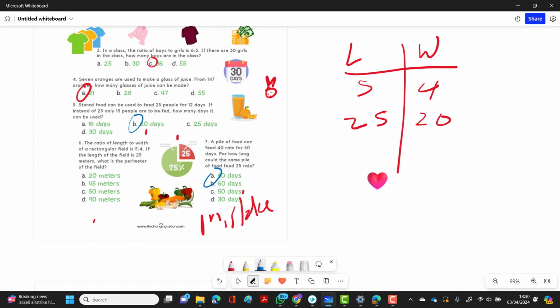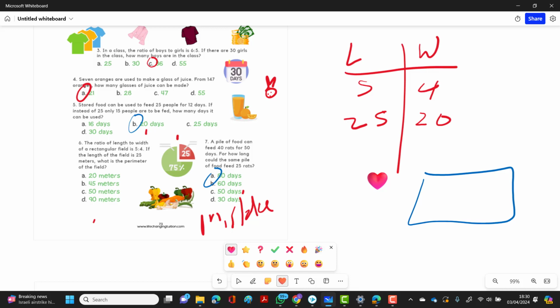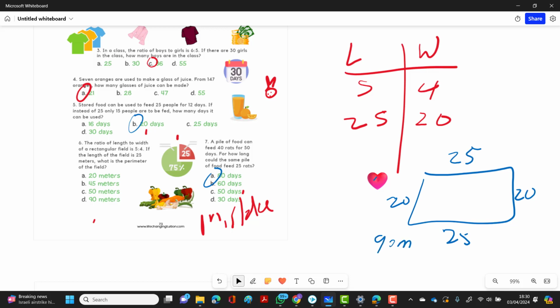And what's the perimeter? So if I draw that, it'd be 20, 25, 20, 25. If you add all of them up, it'd be 40 add 50, which is 90 meters. So number 6 should be D. It's got a mistake here, so it's got 20 in the answers, so we'll get it changed.